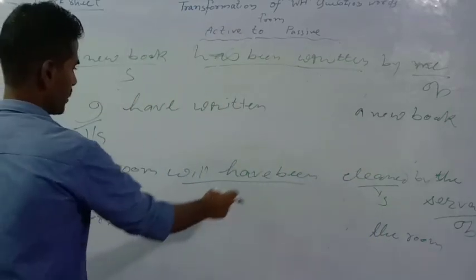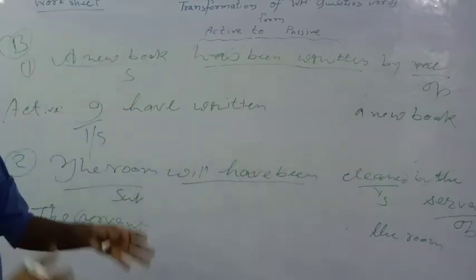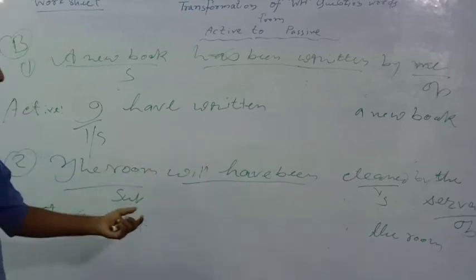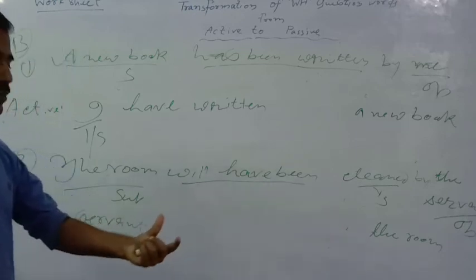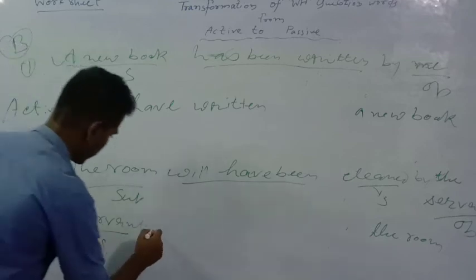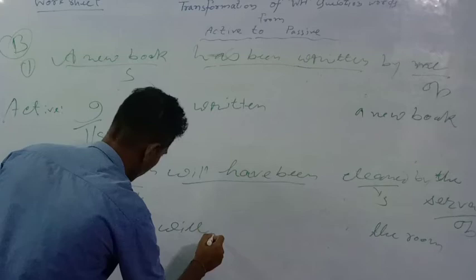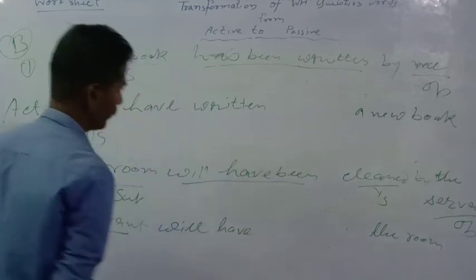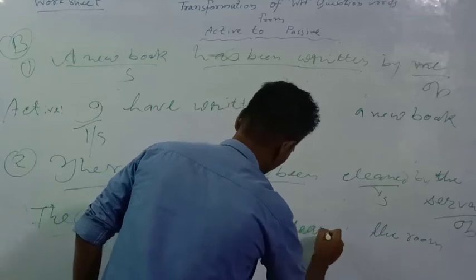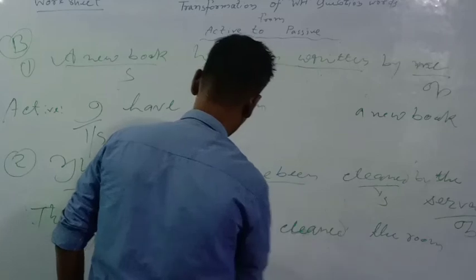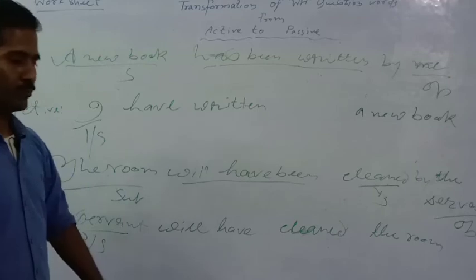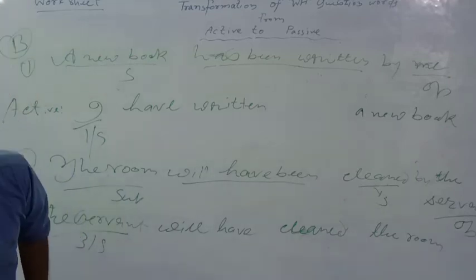Okay, now since will have been is there, we know if there is shall have or will have in active, then in passive it becomes shall have been or will have been. So that means either shall have or will have. Whether shall or will, that will rely on the new subject. New subject is the servant, third person singular number, so it will not agree with shall, it will agree with will. The servant will have. Then third form, cleaned, V3, in present perfect. The servant will have cleaned the room.